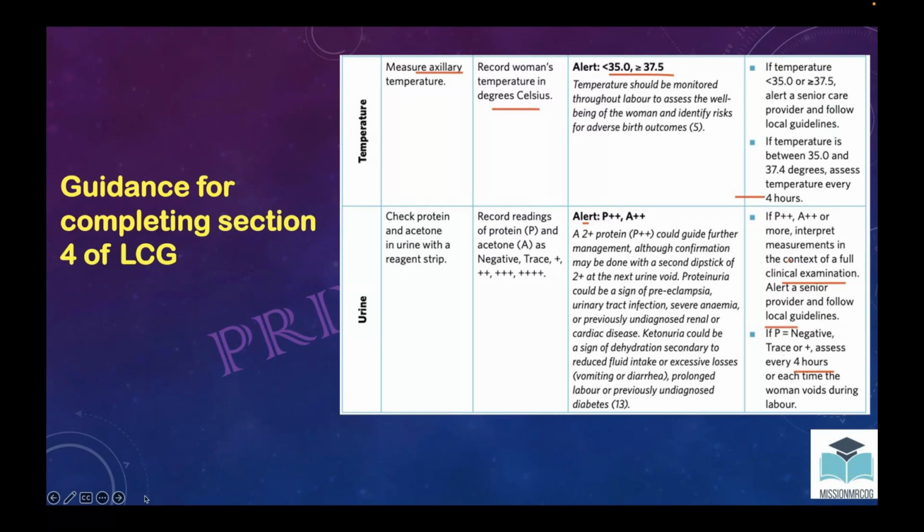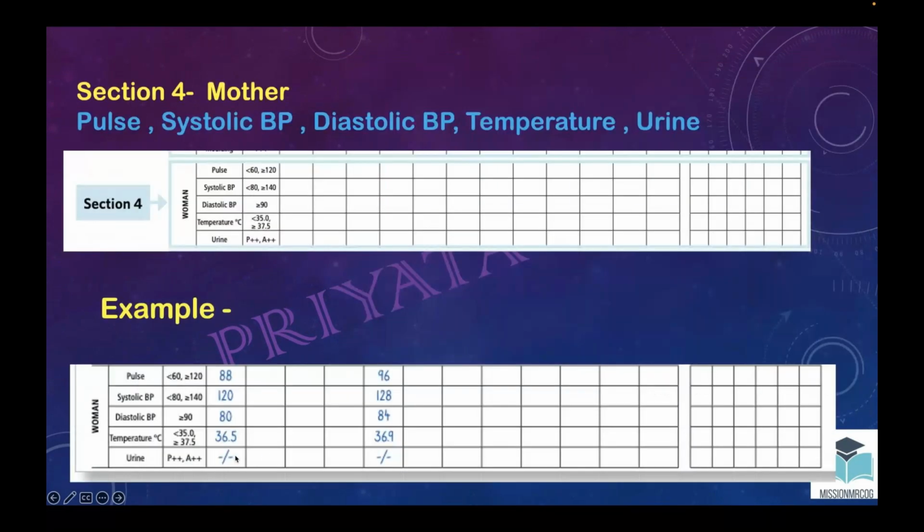Okay. Now, this is the example for a filled section 4. These are the parameters, these are the thresholds, and this is the patient value. Pulse, systolic, diastolic, temperature, and urine protein and acetone. Now, all are normal. After 4 hours, the measurement is done again, and that is also fine.